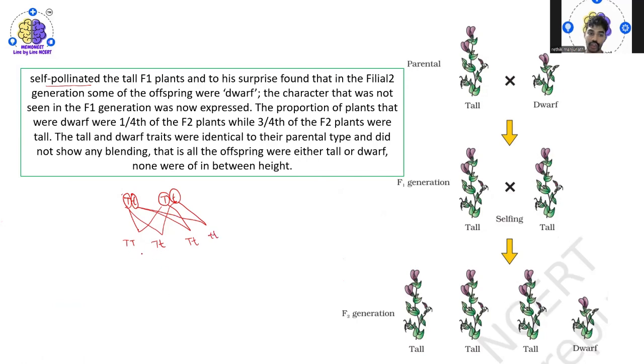So what would be the ratio? The ratio will be 3 is to 1. So the progeny expressed in the F2 generation will be 3 is to 1. The contrasting traits do not show any blend in either the F1 generation or the F2 generation. So based on these observations, 3 is to 1, in which 3 will be tall and 1 will be dwarf. Out of 3, 1 is homozygous and 2 are heterozygous in condition.